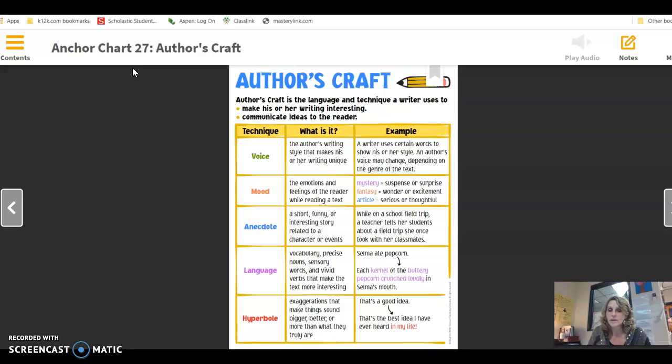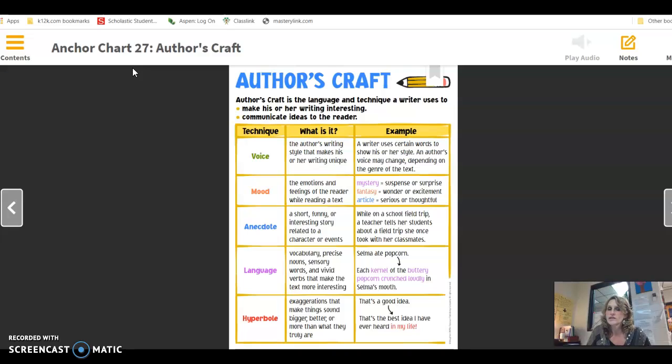Then the last thing we have is a hyperbole. Hyperboles are exaggerations that make things sound bigger and better or more than what they actually and truly are. So let's look at the first example here. It says, that's a good idea. Now that's a plain sentence. Let's look at how it goes better. When they add a hyperbole to it, in my life is the part that makes it a hyperbole. That's the best idea I have ever heard in my life. Now that's an extreme exaggeration because chances are it's not really the best idea they've heard their whole entire life, but it kind of makes it big and extreme, which is what you're trying to get at.